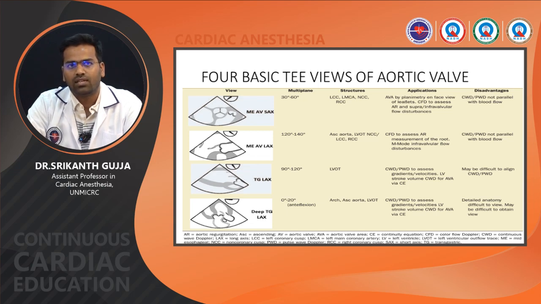Next view is the transgastric long axis view. In this view we can take velocities and pressure gradients with the help of continuous or pulse wave Doppler. And fourth view is the deep transgastric long axis view. In this view we can take velocities and pressure gradients with either continuous or pulse wave Doppler, and we can align the Doppler.